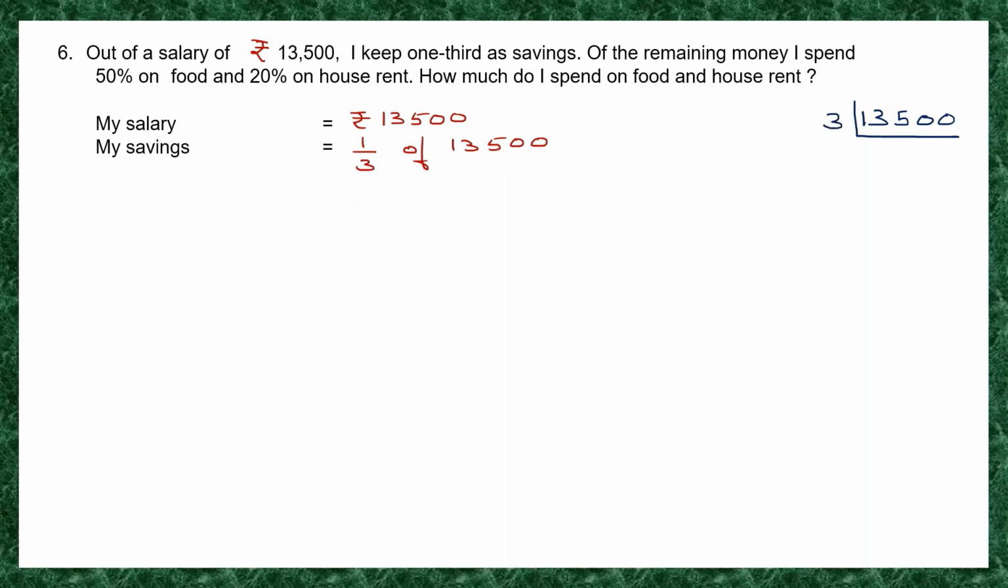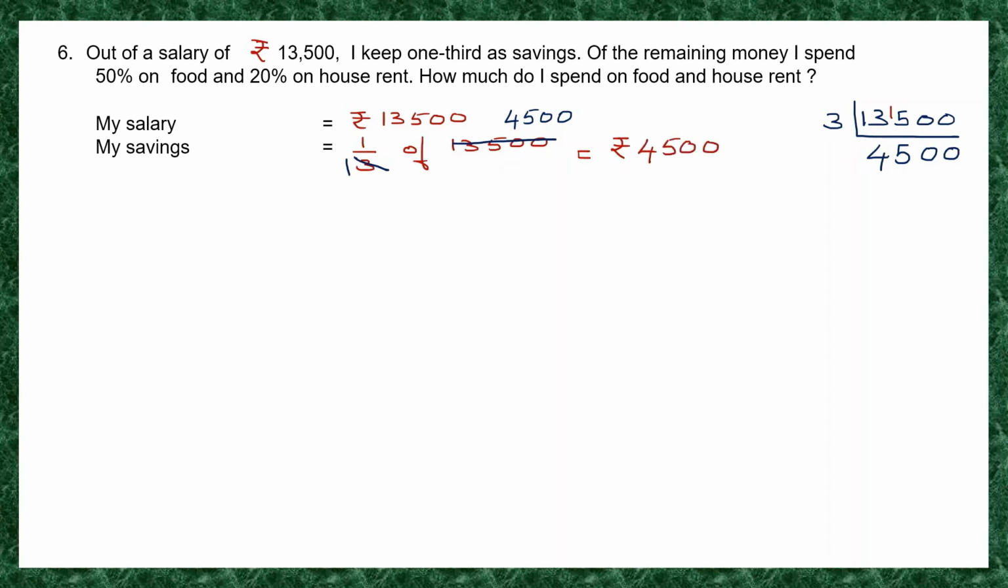Now the number is 13. 3 fours are 12, but that is 13, so there's one more which I carry over. Now it's 15, 3 fives are 15, 0, 0, yes. So this number is divisible by 3. So let me cancel here. 3 ones are 3, and 3 into what will give me 13,500? 4,500. We just did it. So what are my savings? My savings is rupees 4,500.